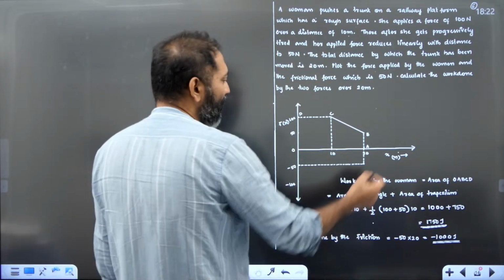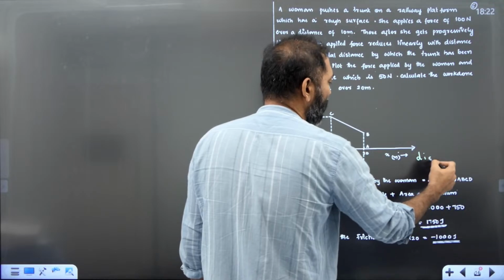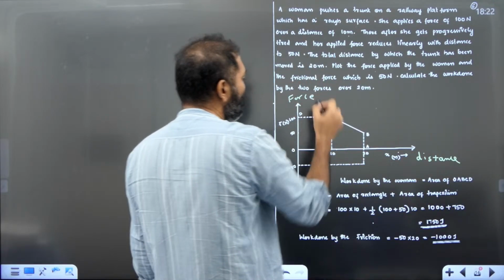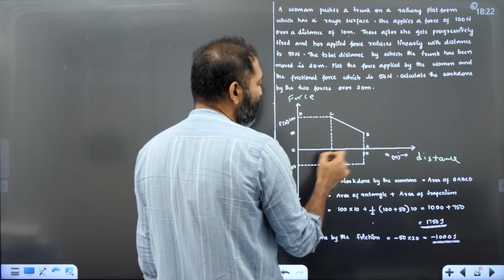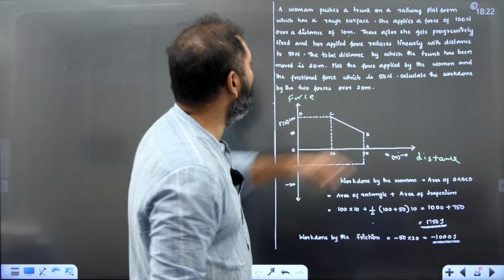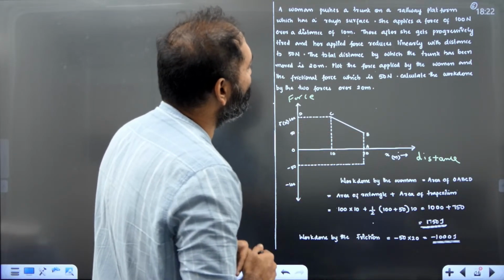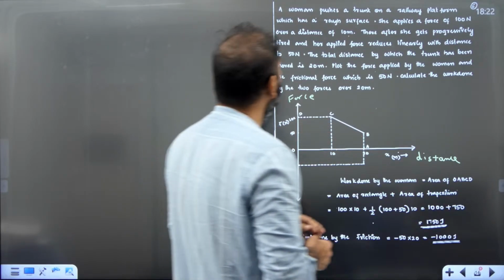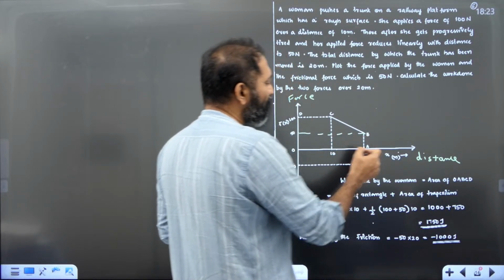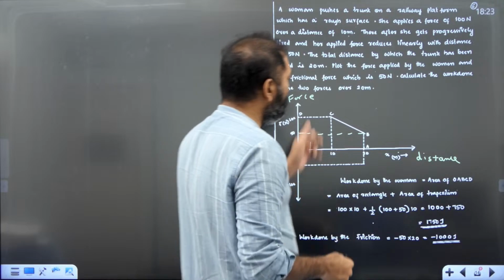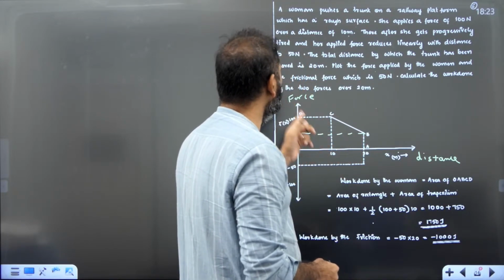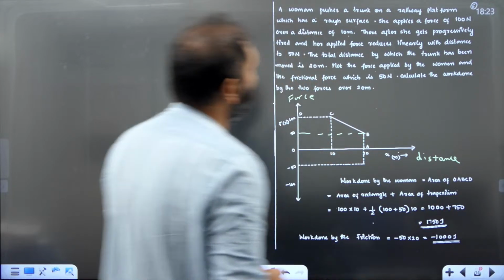See, distance on the x-axis and force on the y-axis. So she applies a force of 100 Newton for a distance of 10 meters. Thereafter, she gets progressively tired and her applied force reduces linearly with the distance to 50 Newton. So what happens? From 10 meters to 20 meters, she gets progressively tired, so her applied force decreases from 100 Newton to 50 Newton.